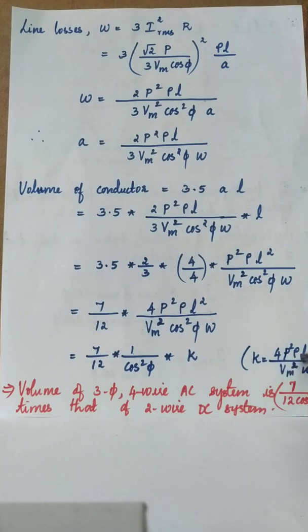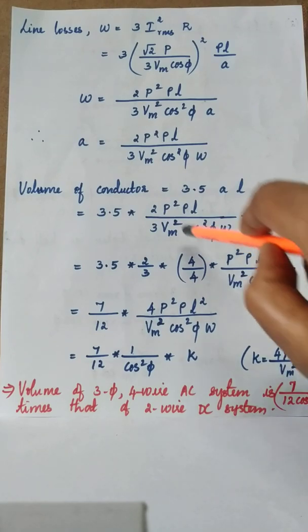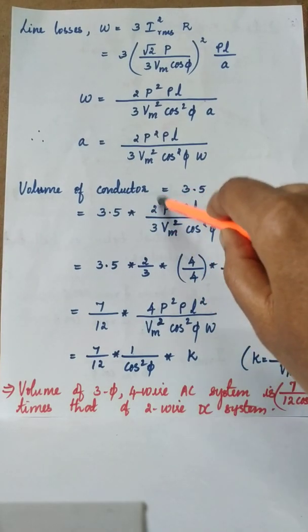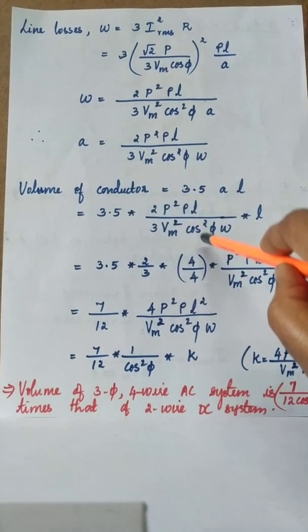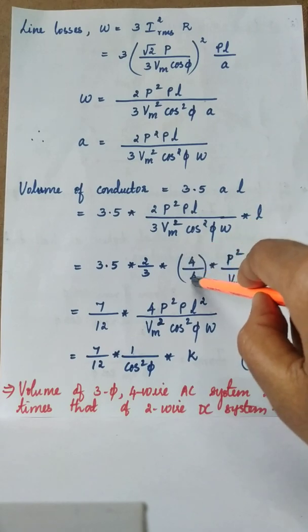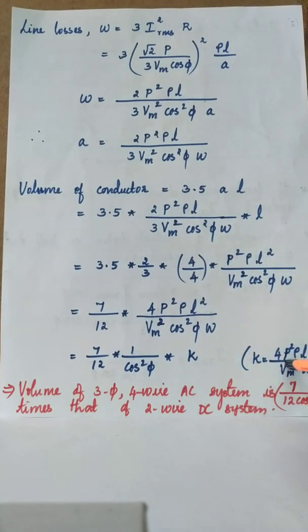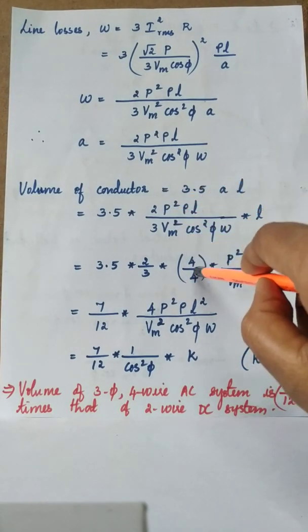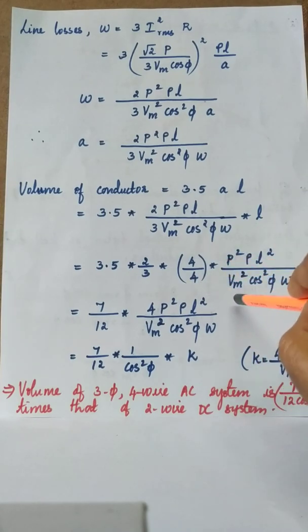K is 4P square rho L square by Vm square omega. Here we couldn't find 4, so what we are doing is multiplying and dividing by 4 to bring it into the form of K. Then we are doing some rearrangement.